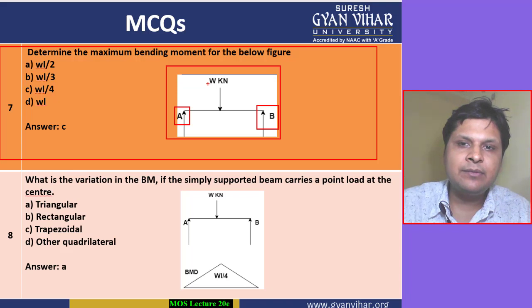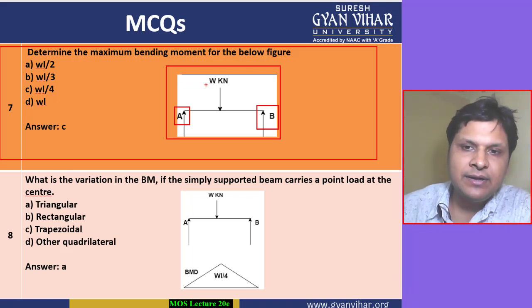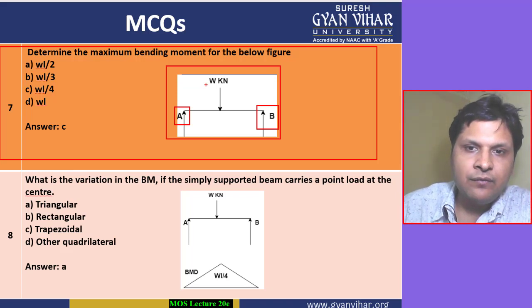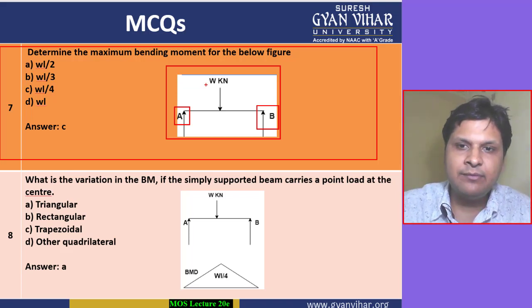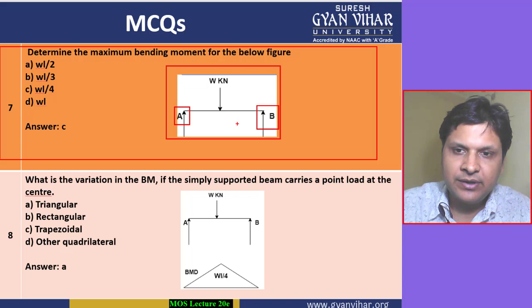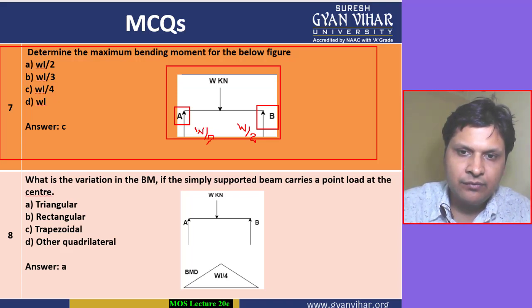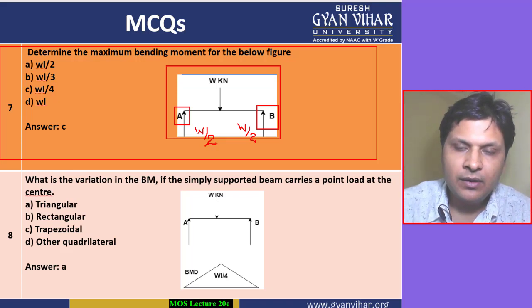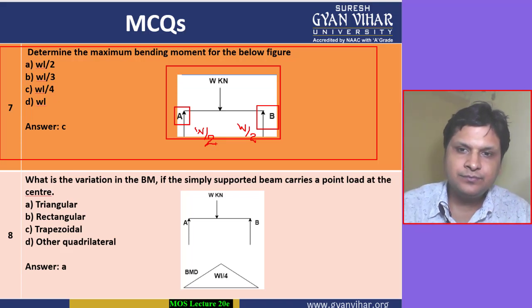Where will you get the maximum bending moment? It is very obvious that since the load is W acting at the center, the reaction will be W by 2 on both sides. So at A and B, at both these places, the reaction force will be W by 2, and therefore now if you put a section at its center, what will be the value?